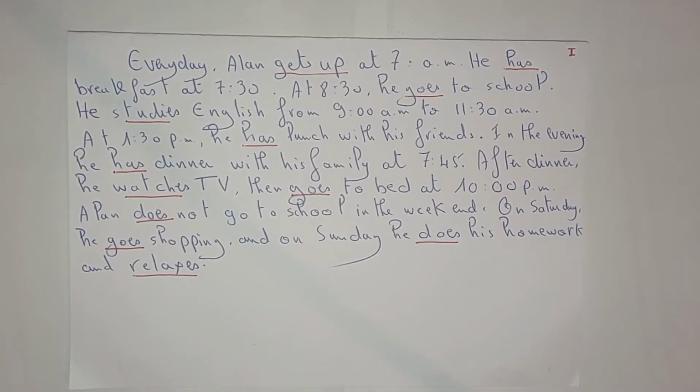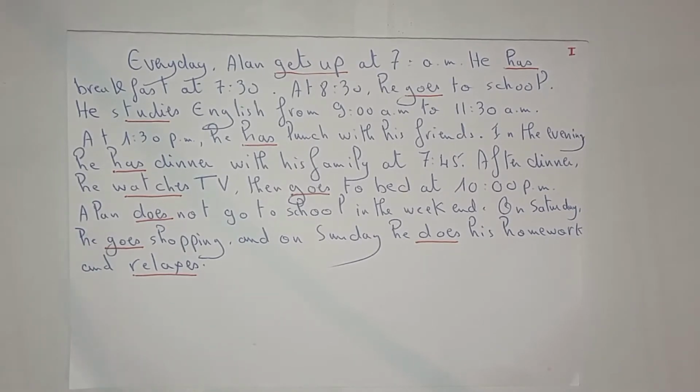to 11:30 a.m. At 1:30 p.m. he has lunch with his friends. In the evening, he has dinner with his family at 7:45. After dinner, he watches TV, then goes to bed at 10 p.m. Alan does not go to school in the weekend. On Saturday, he goes shopping, and on Sunday, he does his homework and relaxes.